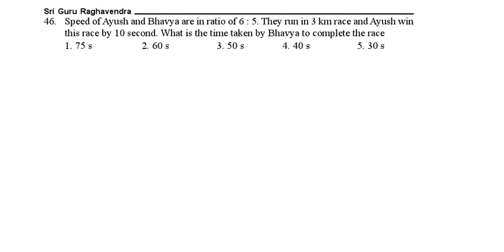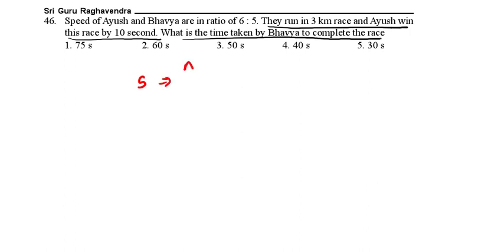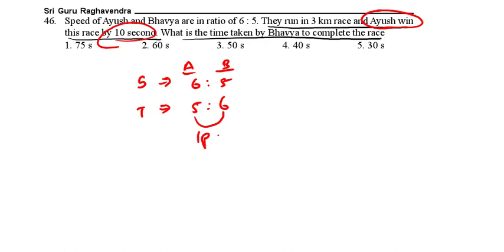The speed of Ayush and Bhavya are in the ratio of 6:5. They run in a 3 kilometer race and Ayush wins this race by 10 seconds. What is the time taken by Bhavya to complete the race? So speeds will be Ayush, Bhavya 6:5. Time is inverse to speed, so time will be 5:6. Ayush wins the race by 10 seconds. That means the time difference is 1 part. 1 part is equal to 10 seconds.